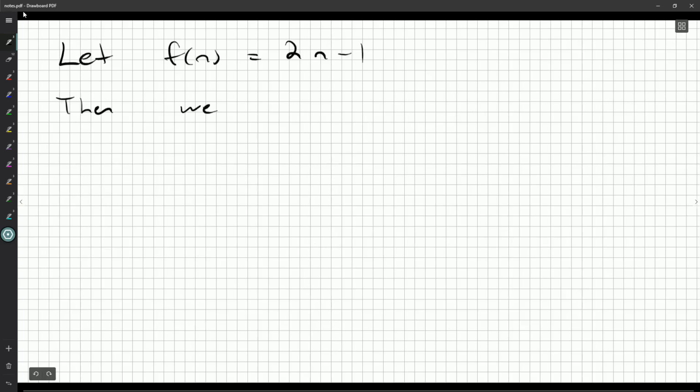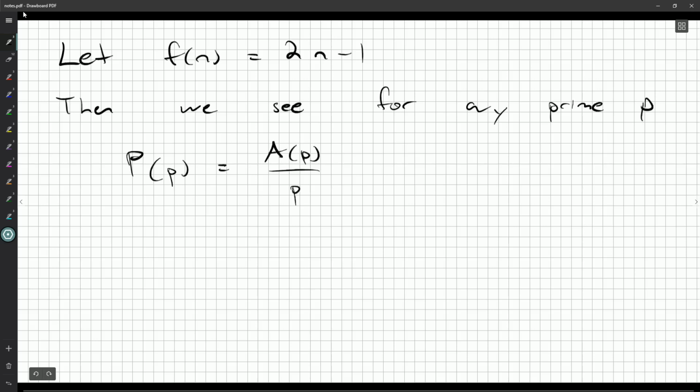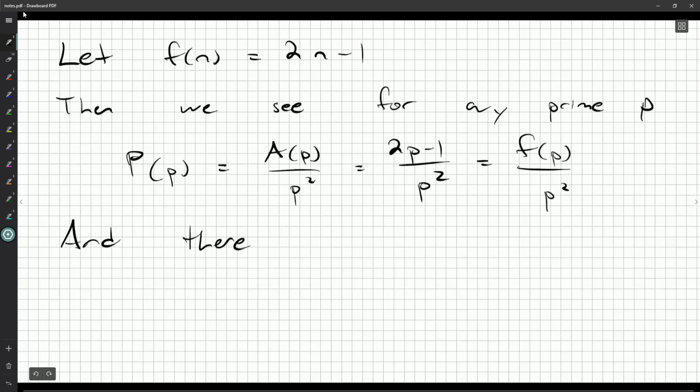So I wonder if I'm going to let F of n be 2n minus 1. And we see for any prime p, P of p is A of p over p squared, but we just said that that's (2p minus 1) over p squared, which is F of p over p squared. So that would give me my infinite family.